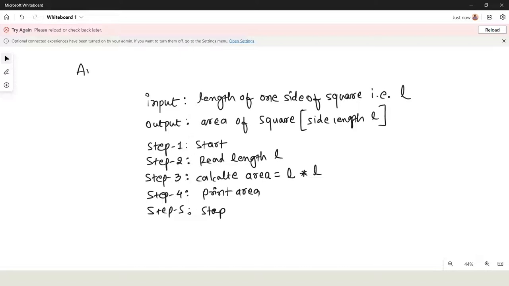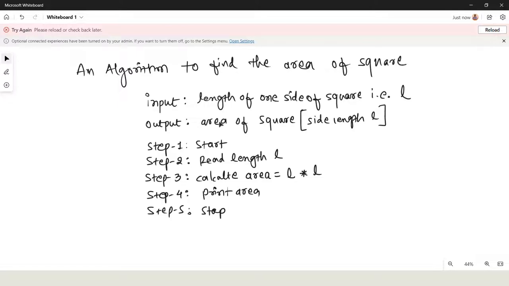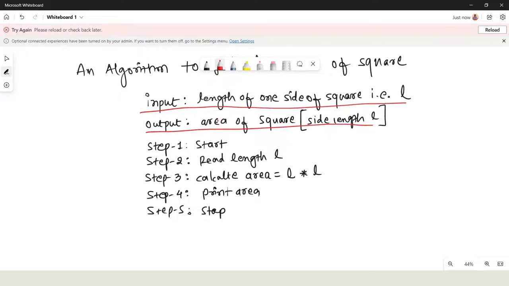Algorithm, an algorithm to find the area of square, right? These are the inputs, these are the outputs, and these are the steps, that is algorithm. Okay, that's it. It is very easy.